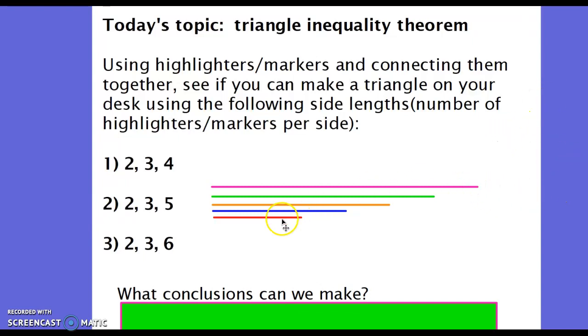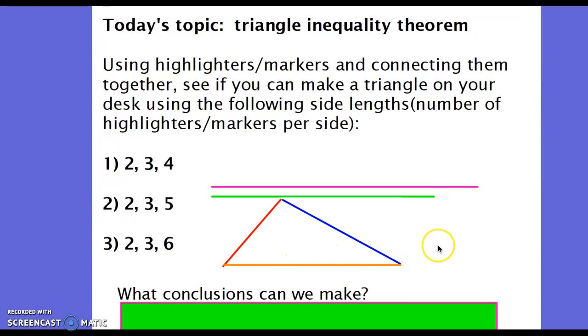Now what I have down here, all these different colors, are sides that I've made. This red one is 2 inches long, the blue one is 3 inches long, the orange is 4 inches long, the green is 5 inches long, and the pink is 6 inches long. So I'll try to use those to make a triangle here on my screen. Because the side lengths in number 1 are 2, 3, and 4, I'm going to see if I can make a triangle with the red, the blue, and the orange. So hit pause, and you do it with your highlighters, and I'll do it with my side lengths that I have here on my screen.